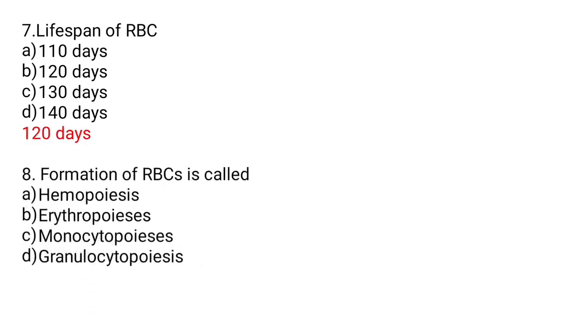Eighth one, formation of RBCs is called A. Hemopoiesis, B. Erythropoiesis, C. Monocytopoiesis, and D. Granulocytopoiesis. So formation of RBC, here don't confuse, it is erythropoiesis. Hemopoiesis is formation of all the blood cells, whereas formation of RBCs is erythropoiesis.